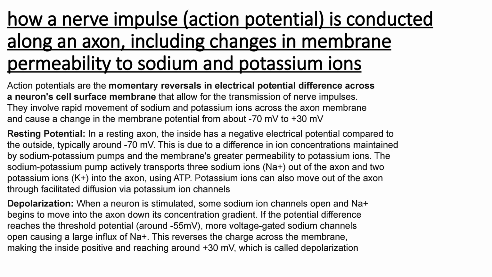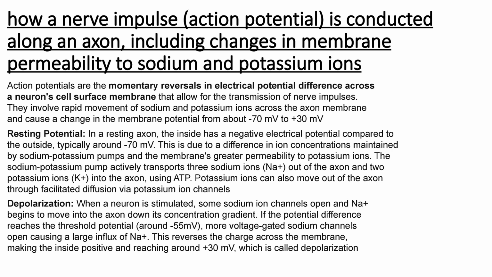So, first of all, to understand how an action potential is generated, we need to understand that the first stage is the resting potential. A neuron that does not conduct a nerve impulse is in a resting phase. In the resting axon, the inside has a negative electrical potential compared to the outside, typically around minus 70 millivolts. This is due to a difference in ion concentrations, which is maintained by the sodium potassium pumps, and the membrane's greater permeability to potassium ions.